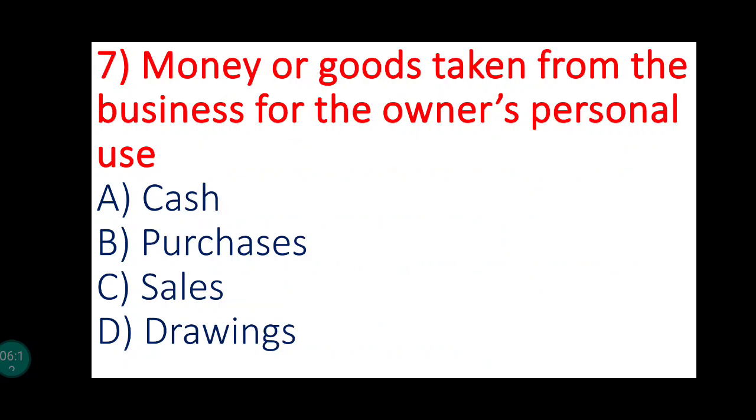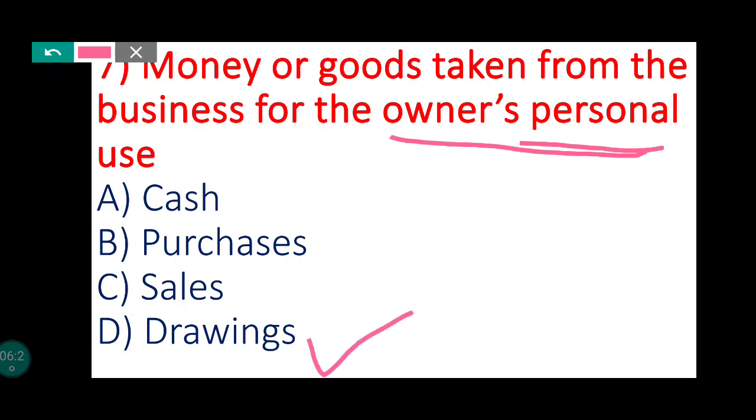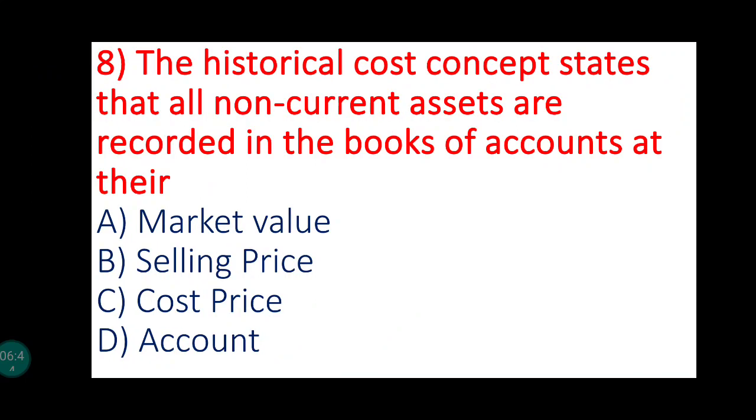7th point, money or goods taken from the business for the owner's personal use. Owner's personal, this word is very important. Money or goods taken from the business for the owner's personal use is known as drawing. When owner is investing something in the business, it is known as capital. And when owner is withdrawing something, taking something from the business for personal use, it is known as drawing.